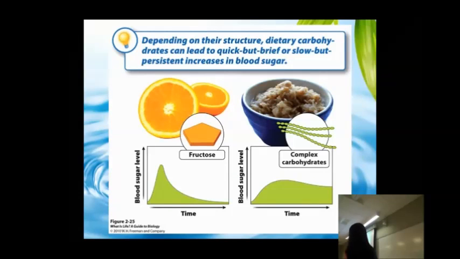So depending on their structure, these dietary carbohydrates can lead to quick but brief or slow but persistent increases in blood sugar. So if I need my blood sugar to go up really, really quickly, if I drink fruit juice, it's going to spike very quickly. My blood sugar goes up very, very quickly, and then it's going to drop off.